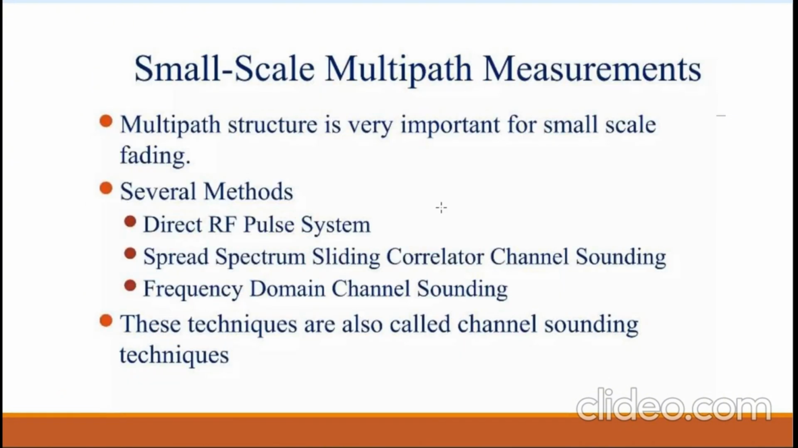To analyze multipath propagation, there are several methods. In order to analyze the channel effects due to multipath propagation, three methods are followed. One is the direct RF pulse system. Second is spectrum sliding correlator channel sounding. The third is frequency domain channel sounding. These techniques are also called channel sounding techniques, because using these methods the channel can be analyzed and the effect of multipath propagation can be analyzed. We'll see them one by one.